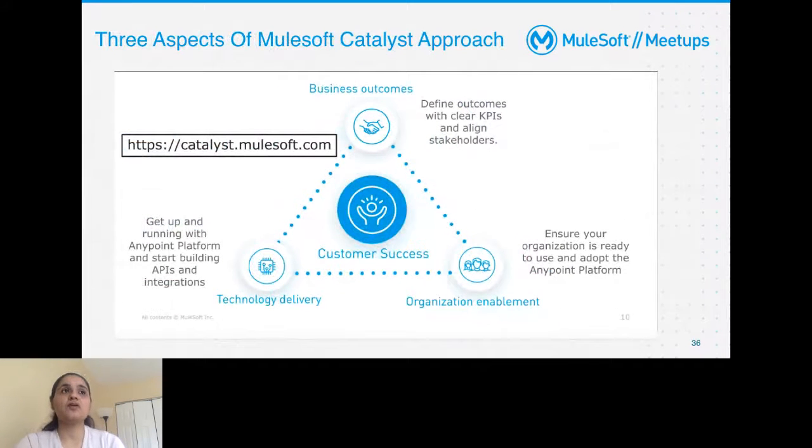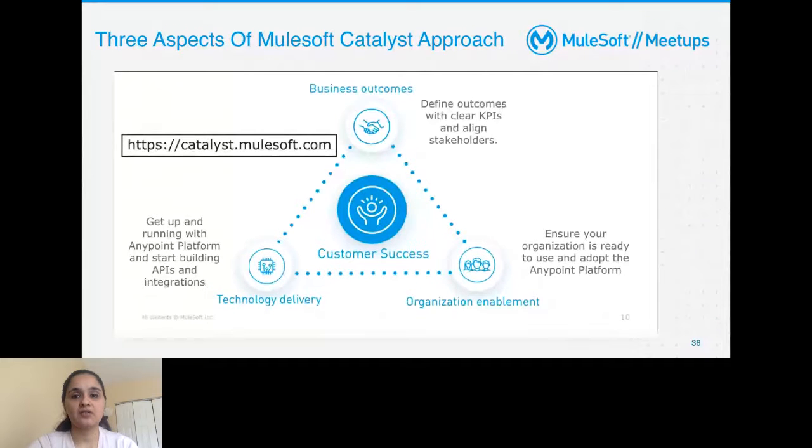MuleSoft also can partner with organizations in achieving digital transformation and making it successful with the Catalyst approach. Earlier it was called professional services, but now it's called the Catalyst approach. In the Catalyst approach, there are 3 main aspects: business outcomes, technology delivery, and organization enablement. By following these 3 aspects, the organization can get customer success and make its digital transformation successful.